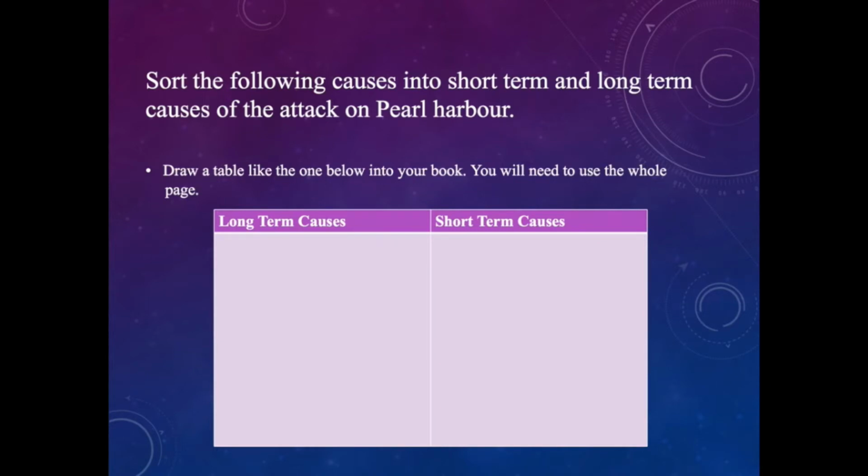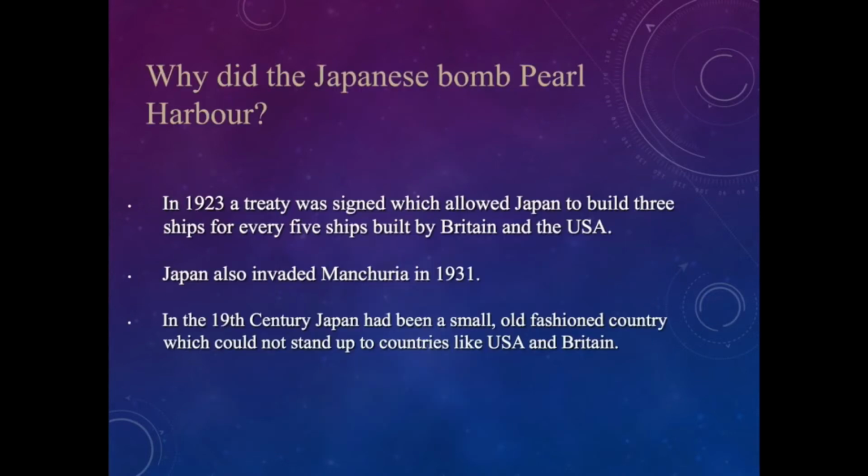Draw a table like the one below into your book. You will need to use the whole page. Divide it into long-term and short-term causes. Decide whether each of these points is a long-term or short-term cause. Then write it into the appropriate side of the table.